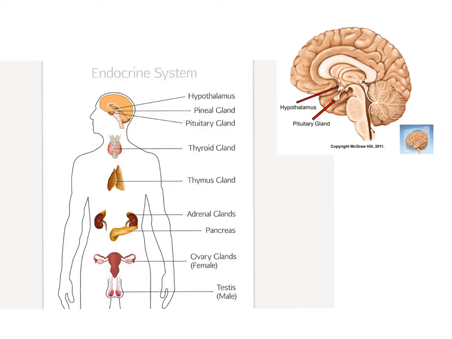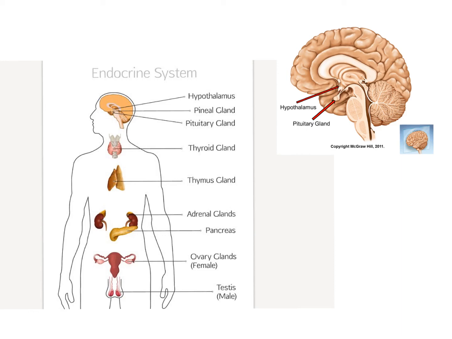So I wanted to give you a better visual of what exactly is happening in the brain and where these parts of the brain are located. So you can see in this picture in the right-hand corner where the hypothalamus and the pituitary gland are. The hypothalamus, this tiny part of the brain right there, releases that gonadotropin-releasing hormone, which stimulates the pituitary gland.